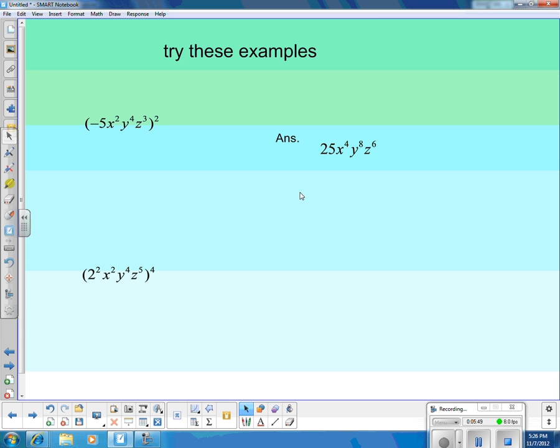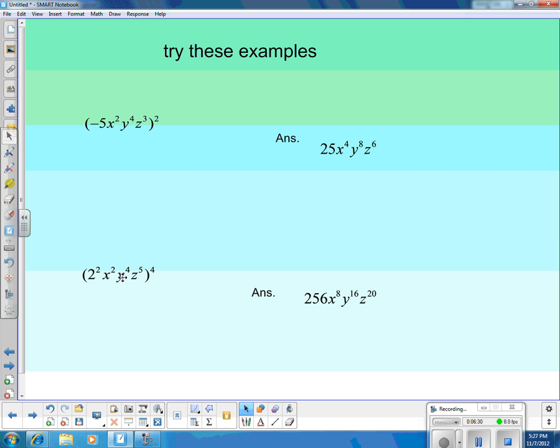Okay, try the second one and we'll see if you get that one correct. Okay, now we have 2 factors of 2. Well, 2 factors of 2 is really just 2 squared, so that gives us 4. So if we take 4 and raise that to the power of 4, we get 256. Then we have 2 factors of x multiplied to itself 4 times. It gives us 8 factors total multiplied to themselves.